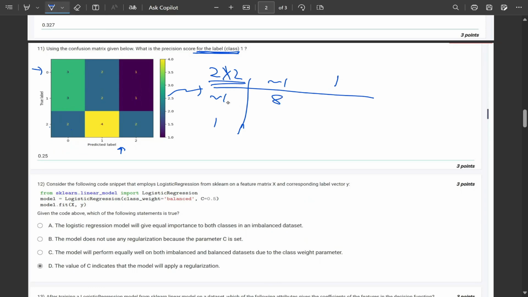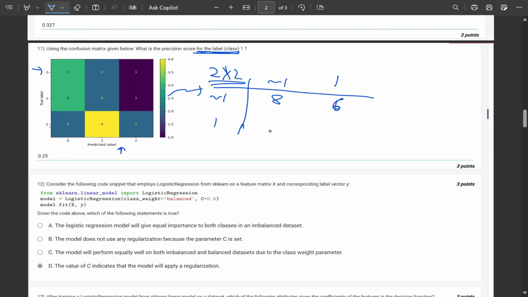Next, you have not 1 but predicted as 1. So those are these values, right? 0 but predicted as 1. So these are not 1 but they are predicted as 1. So 2, and again this is 2 and this is predicted as 1. So it is not 1 and it is predicted as 1. So 4 plus 2 is 6, right? So these 2 make 6.